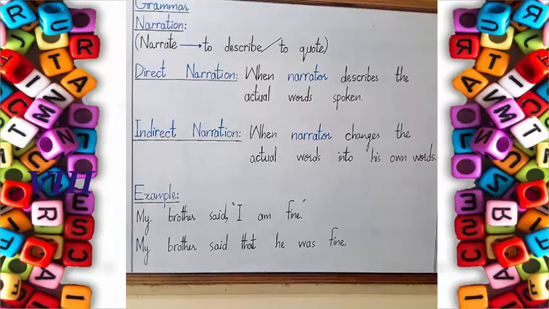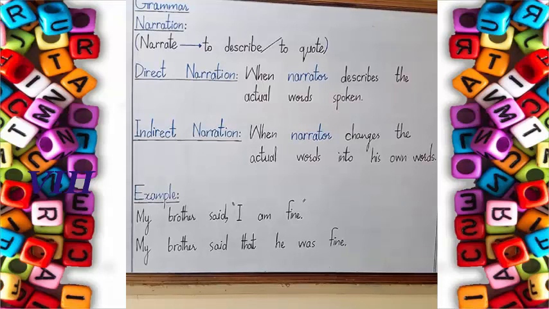And when I asked you to repeat the sentence in the actual words of your brother, you said, Sir, my brother said, I am fine. Your brother used I for himself and said, I am fine. Then I asked you to repeat the sentence in your own words. So you said, Sir, my brother said that he was fine.